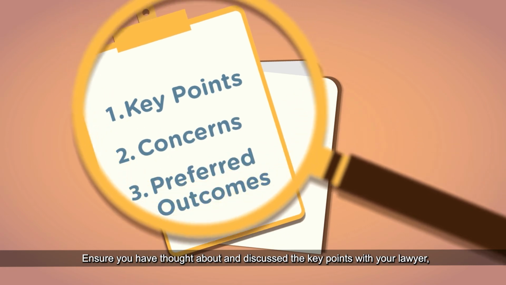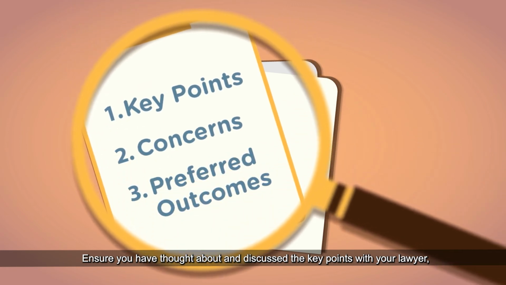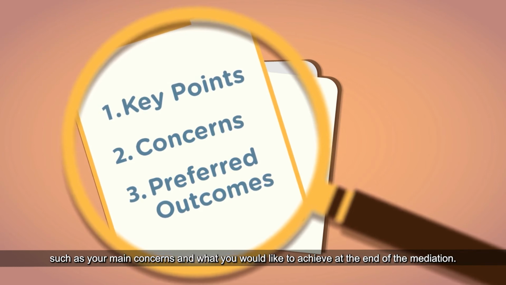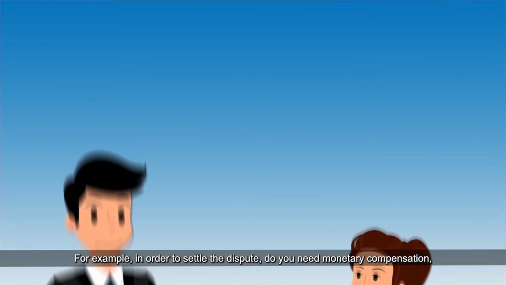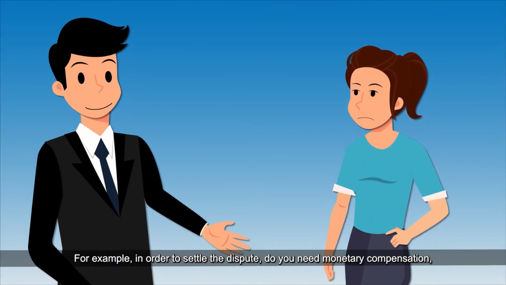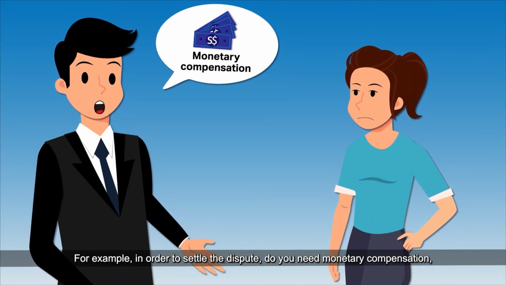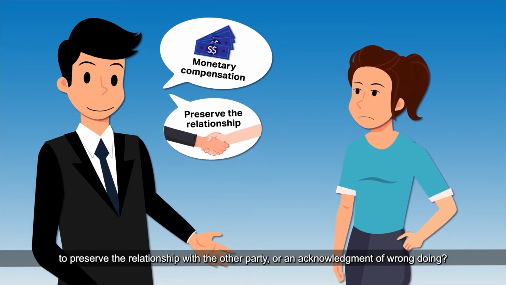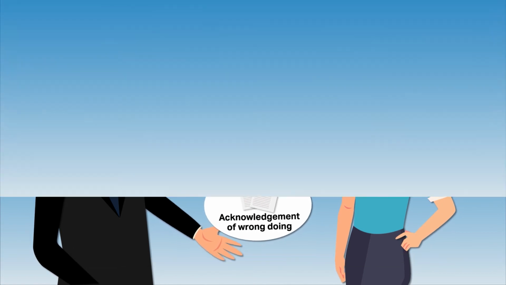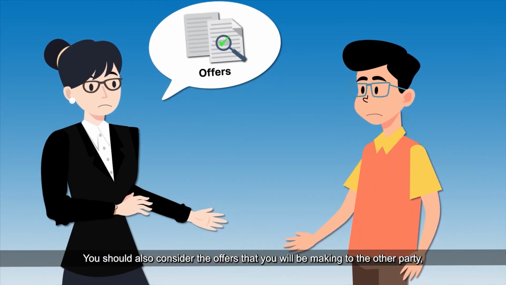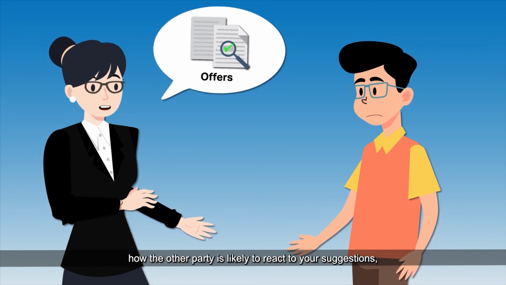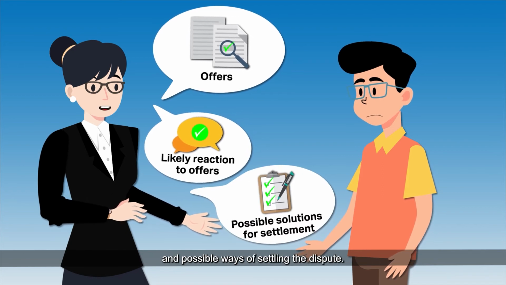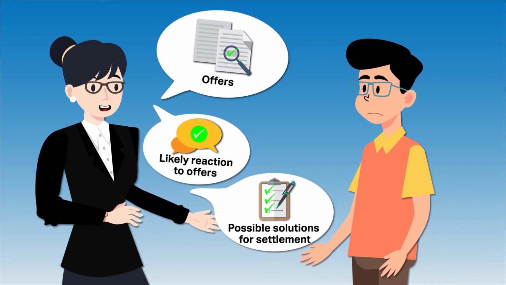Ensure you have thought about and discussed the key points with your lawyer, such as your main concerns and what you would like to achieve at the end of the mediation. For example, in order to settle the dispute, do you need monetary compensation to preserve the relationship with the other party, or an acknowledgement of wrongdoing? You should also consider the offers that you will be making to the other party, how the other party is likely to react to your suggestions, and possible ways of settling the dispute.